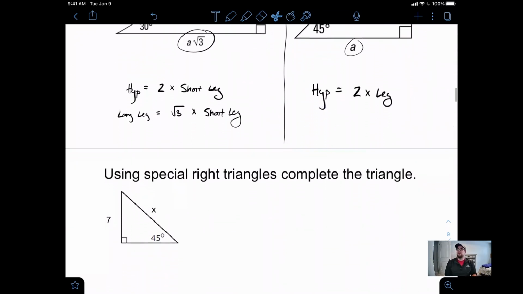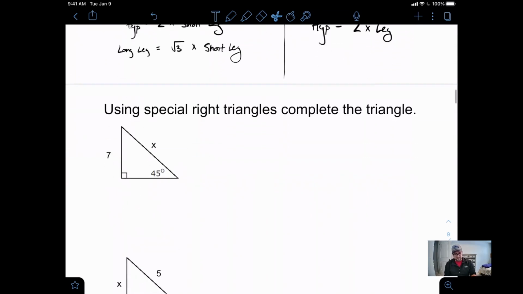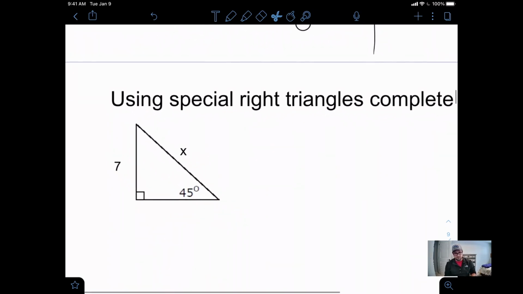Let's talk about how we use these rules. So coming over here now, it says using special right triangles, complete the triangle, right? Can find the missing part. So when I come over here right away, if this is a 90-degree angle and this is a 45-degree angle, I know this has to be a 45-degree because that's the only thing that would add up with that to make this into 180 degrees that every triangle has in it.